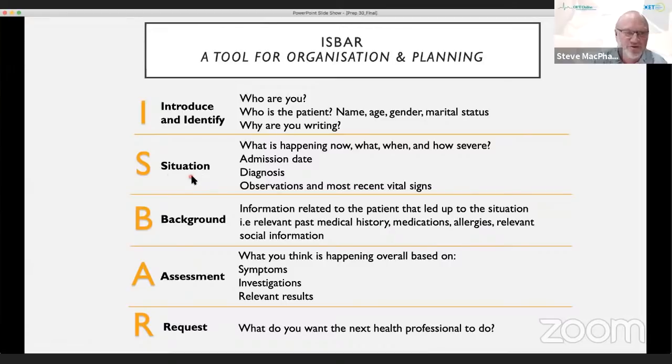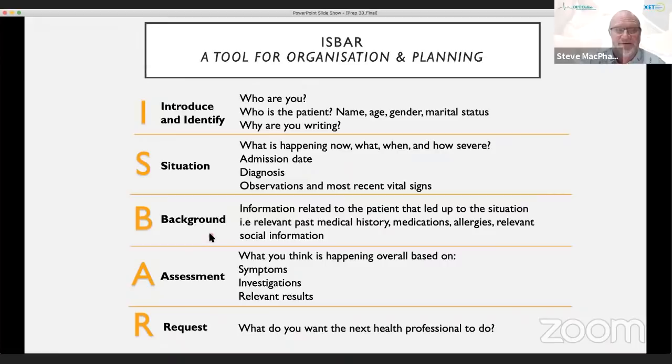S stands for situation. Now, situation is very important. It basically means what's happening now. What's the current state? The current state is always very relevant. So what the issue is, when is it happening? When did it start? An important one, how severe is it? Is there an urgent situation? Is it moderate? So how severe is the issue? Situation, there may be an admission date or even a discharge date. It could be a diagnosis. And also related to situation are observations, your clinical observations, the most recent vital signs. That's all part of the current situation, focusing on the issue.